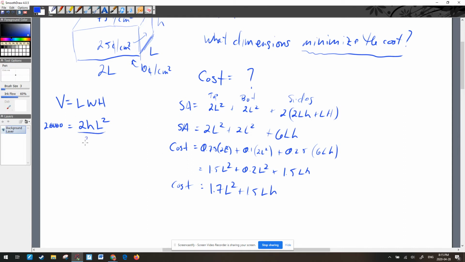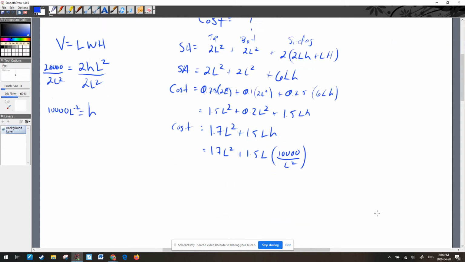So I'm going to divide both sides by 2L squared, and we get that H is equal to 10,000 over L squared, or 10,000 L to the negative 2. I'm going to come back here and say that's lovely. I can substitute that in. So we have 1.7L squared plus 1.5L times that H value, which is 10,000 over L squared. And I can simplify it again.